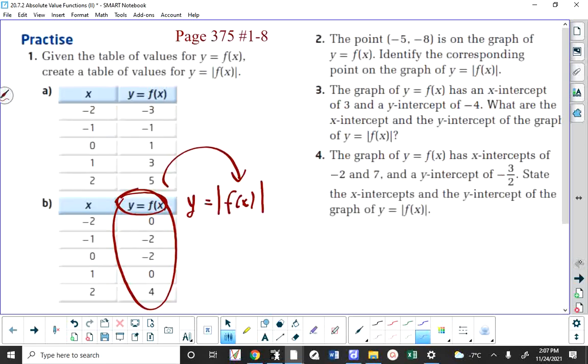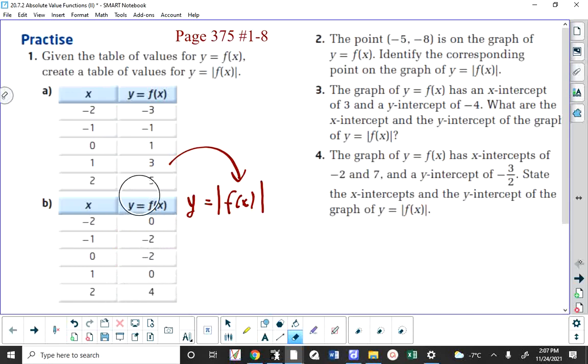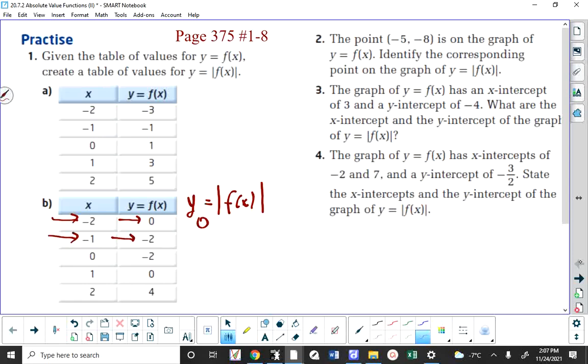In other words, all we have to do here, Seamus, to complete this column is note that when x is negative 2, f of x is 0, so the absolute value of f of x will be the absolute value of 0. When x is negative 1, f of x, which is the y coordinate on the original graph that's inside the absolute value function, is negative 2. So the y coordinate for the absolute value of the function will be the absolute value of negative 2, which is 2. Are you getting the drift here?